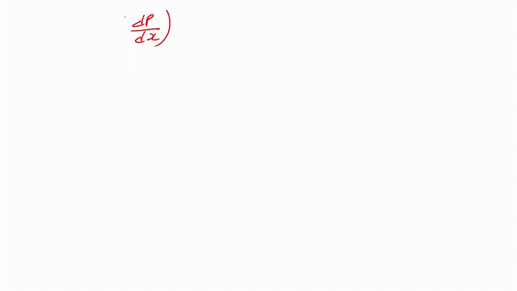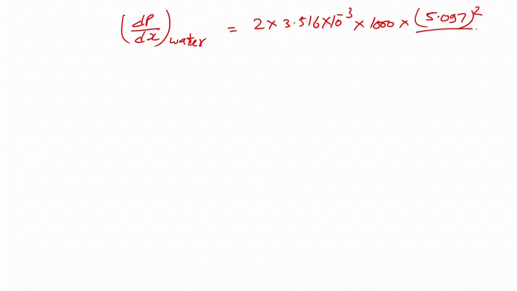Similarly, we can calculate dP by dx for water. So, dP by dx for water will be equal to 2 into f, f is 3.516 into 10 to the power minus 3, into rho of water, that will be 1000, into velocity square 5.097 square divided by the diameter 0.05, and what you will calculate, you will get the dP value, and the value will be 3653.7. So, I have the single phase flow pressure drop for water and the single phase flow pressure drop for the gas.